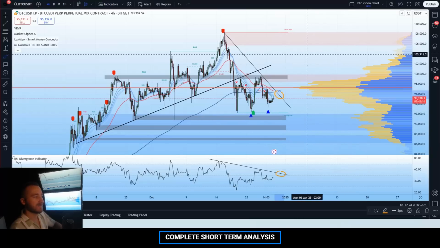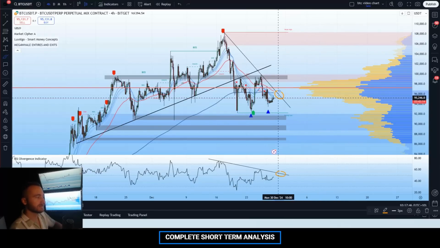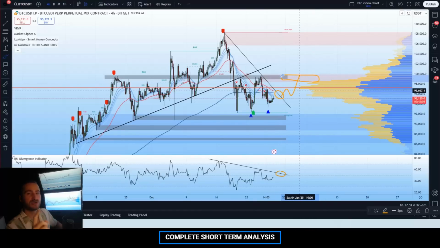If we see both of these things, we will be confident in a reversal back to retest that $100,000 region. If we only get one of the two things, we are going to be assuming that the breakout is a fake out and will not sustain. So we need both of those things occurring.